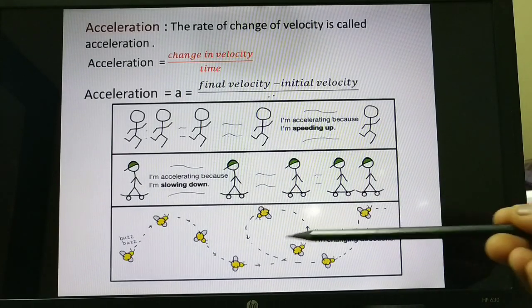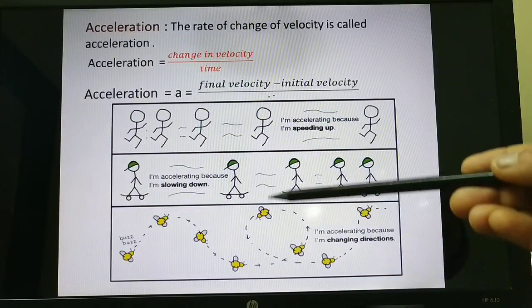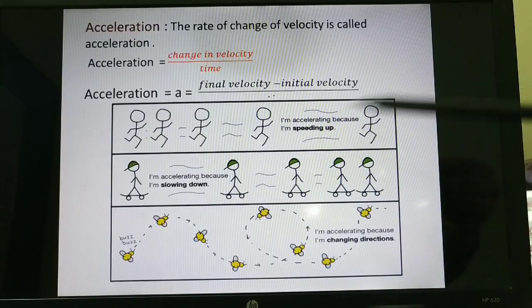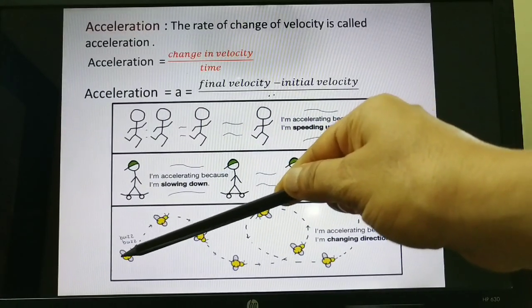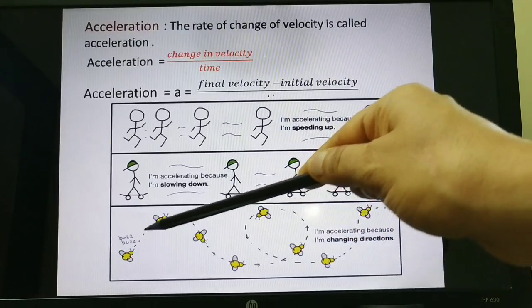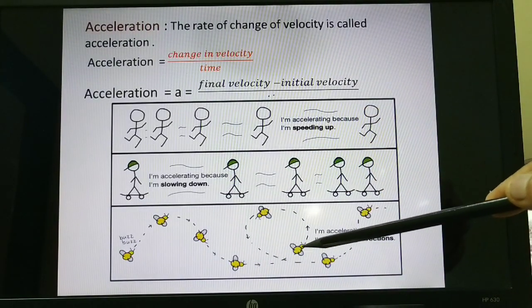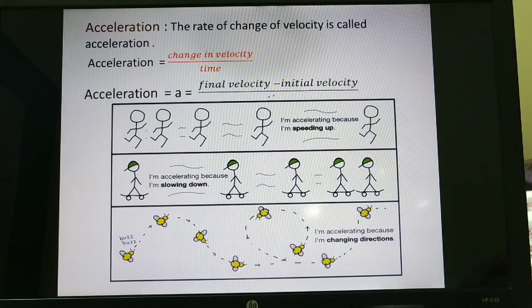Here you see what happens to this bird. The insect is moving, but it doesn't move in a straight line. It continuously changes its direction. It moves starting from the east, then towards the north, again came to the south, again came towards the east. So its direction is continuously changing.